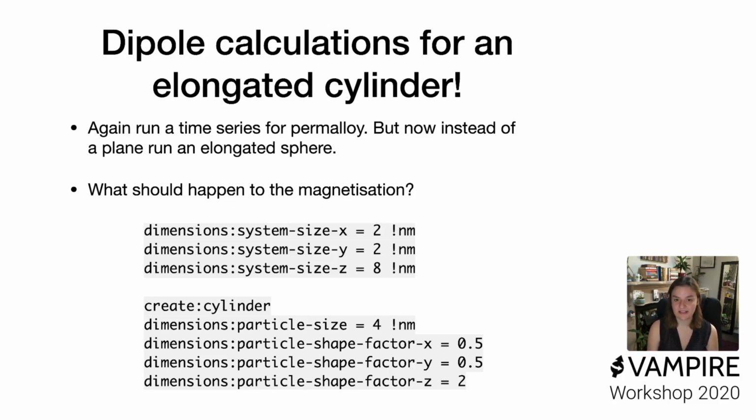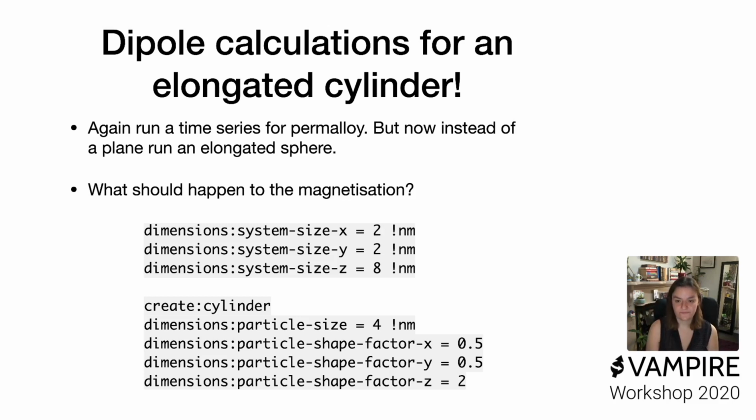What should happen to the magnetization? I want you to stop and think about this for a little moment, and just think about what you think will happen to the magnetization throughout this simulation. So we've set our system sizes to 2, 2, and 8 nanometers, and then we've created a cylinder with a particle size of 4.